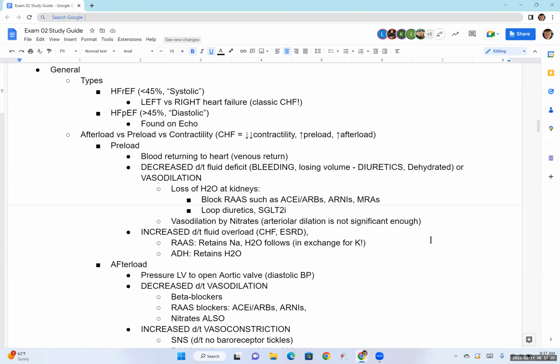Do you want to go into that, or what do you want to talk about? Reduced ejection fraction. Mm-hmm. And you say left versus right, heart failure, classic CHF. What exactly are we trying to say here?